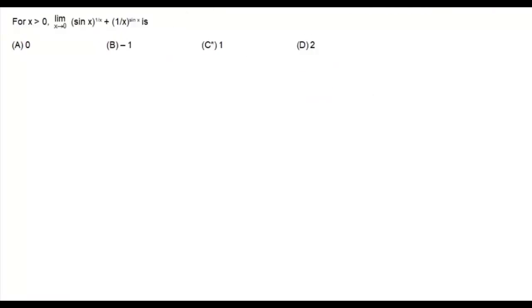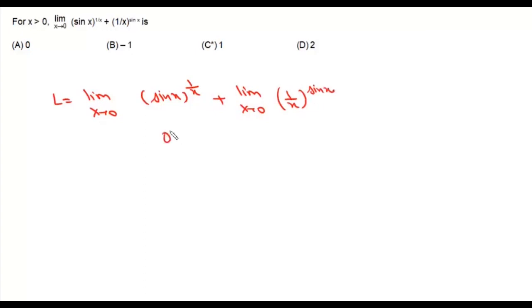Now here the question is we need to find this limit when x tends to 0. So this is L, and L is limit x tends to 0 (sin x) to the power 1 by x, plus limit x tends to 0 (1 by x) to the power sin x. Now this is 0 to the power infinite form, and this is infinity to the power 0 form. Now basically 0 to the power infinite is not an indeterminate form.